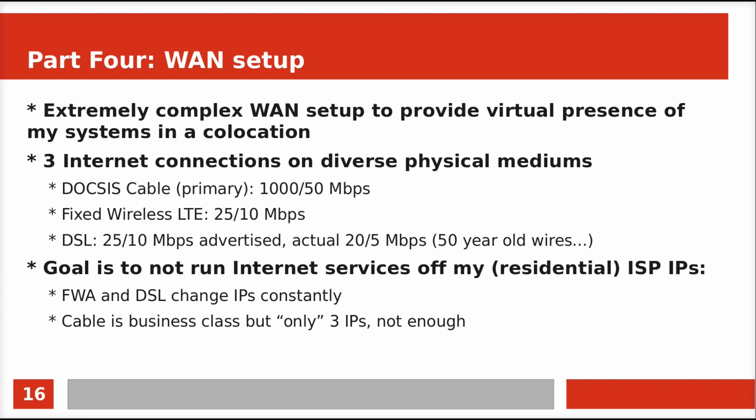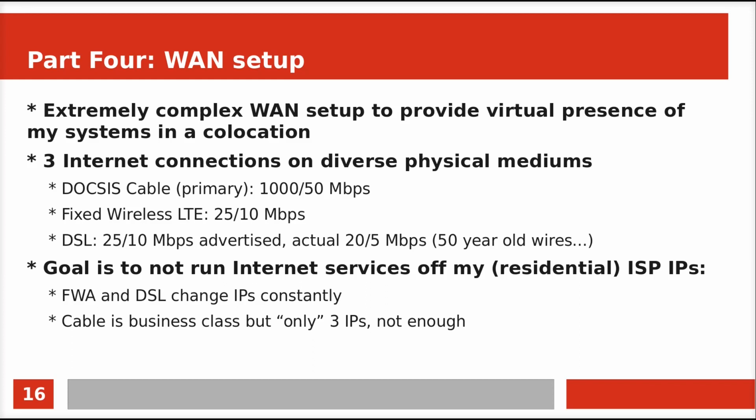I have DOCSIS cable, which is kind of my primary connection. It's a gigabit down and 50 megabits up, which I have to pay extra for a business connection to get that fast of a speed. I'm really hoping that someone will someday run fiber to my home in the suburbs, but I don't think that's going to happen anytime soon, so I'm stuck with terrible upstream.